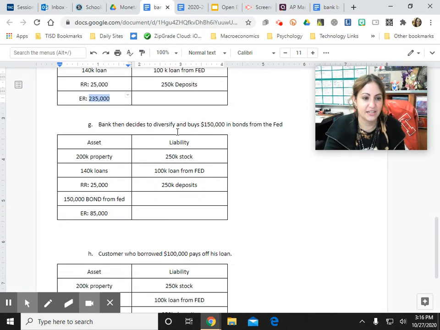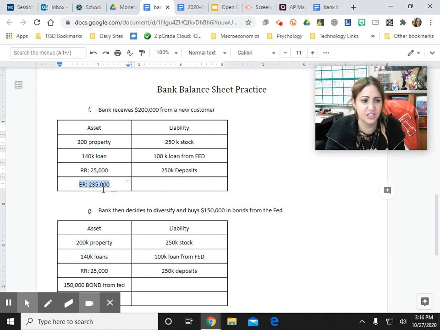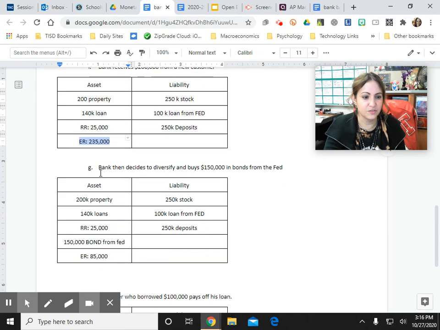Now this bank decides to buy bonds from the Fed. They have all this money. Look how much excess reserves they have. They've just got a lot of cash sitting around, and they're a business. They want to make some money. So they're like, let's buy a bond from the Fed and earn some interest. And so how can they pay for this bond? They pay for it with all their excess reserves.